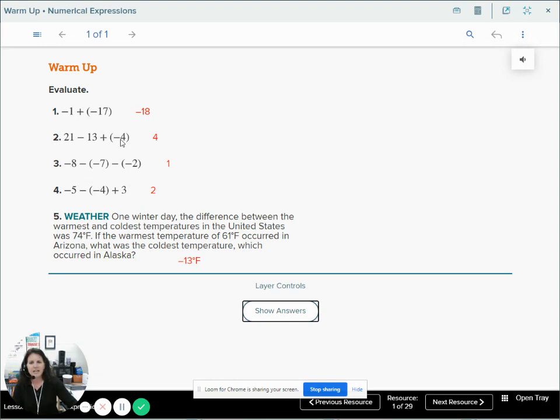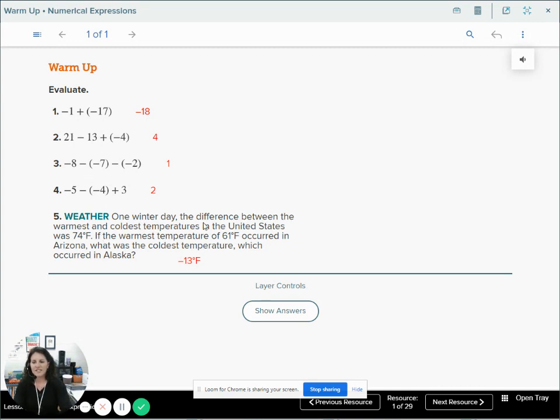8 plus a -4, it's kind of like saying 8 minus 4, is a +4. Okay, when I see on number 3 this double negative here in the middle, I'm going to change that to a positive. So -8 plus 7 is -1. -1 plus 2, because it's a double negative again, minus a negative becomes a positive, and I get a +1. On number 4, -5 plus 4 is a -1. -1 plus 3 is +2.